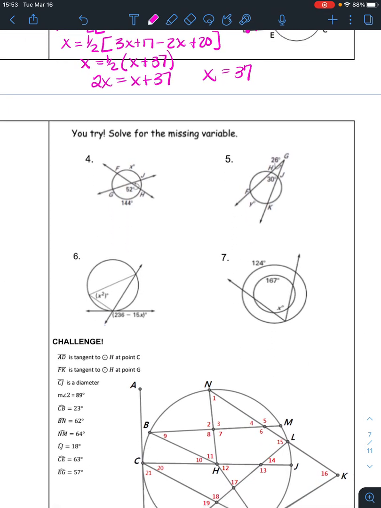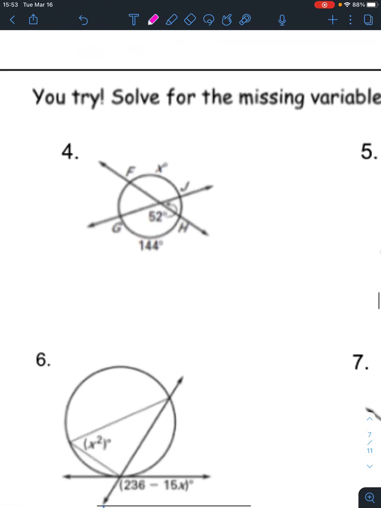So the rest of these are just a combination of all the different problems that we have done, but they're a little bit harder. So if we look at number 4, we see that this angle right here is 52. That also means this angle is 52. Well, notice where the vertex for the angle is. The vertex is inside. That means I need to be able to add the arcs.